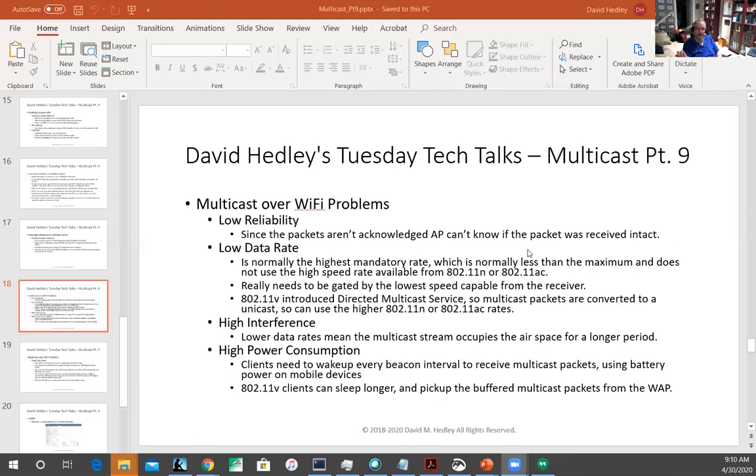High interference. And this one, they're not taking the same interference I was talking about on the reliability problem. We're talking about really talk time.